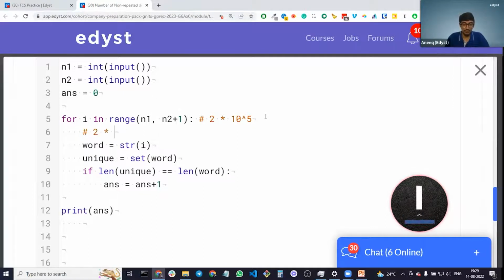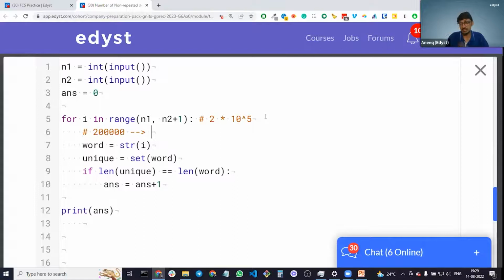2 into 10 raised to 5 is the maximum number I can get over here. So 10 raised to 5 is how many digits? 10 raised to 2, 10 raised to 3, 10 raised to 4, 10 raised to 5, right? If I multiply 2 into this, it becomes 6 digits at max. This is the highest number I can get, 6 digits, which means it is 2 into 10 raised to 5 into 6. It is well within our limits, so we will be able to manage the time complexity over here, correct?